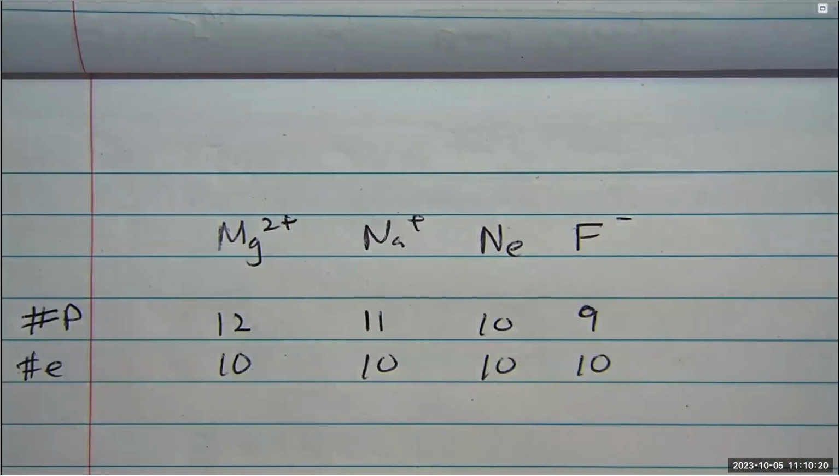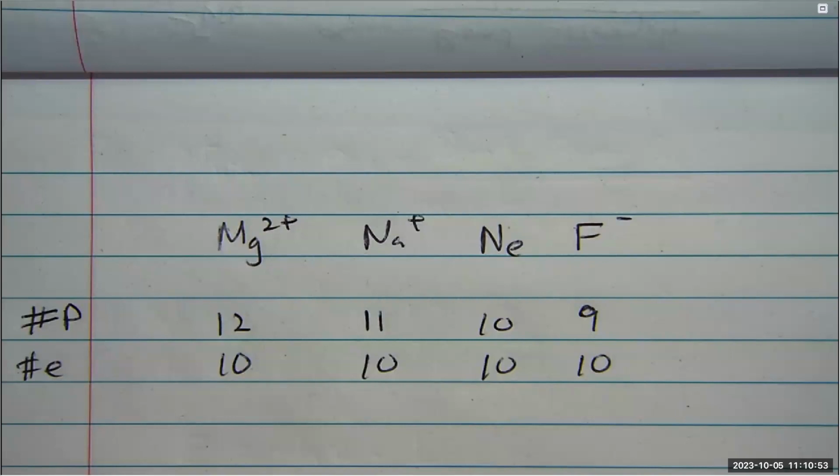10. There you go. They all have the same number of electrons, meaning these 10 electrons are filled to the same shell in all 4 cases. But magnesium 2 plus has the greatest number of protons in the nucleus. Therefore, these 10 electrons are more strongly attracted to the magnesium nucleus than any other nuclei over here. As a result, the electron cloud of magnesium 2 plus will be the smallest because these electrons are more strongly attracted to the nucleus there.